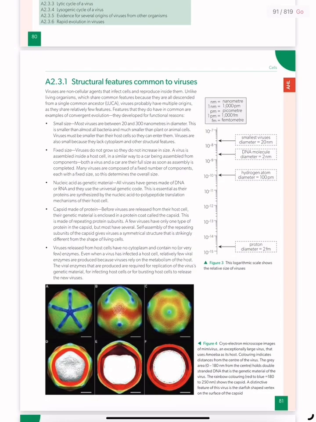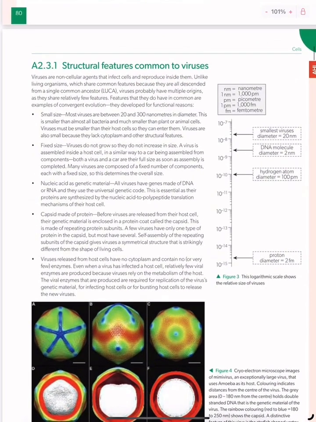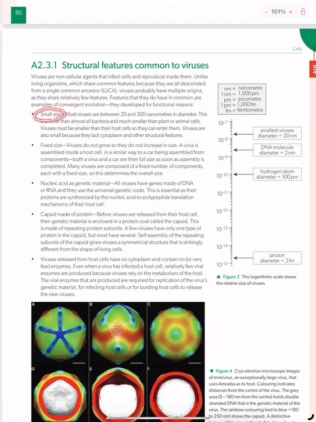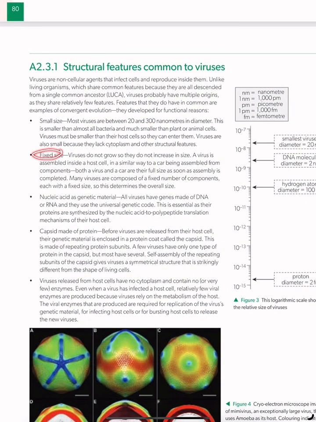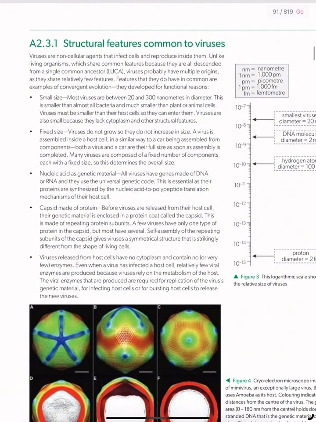So we can start with the structural features common to viruses. They have a small size between 20 and 300 nanometers in diameter. They have a fixed size because they do not grow. They use nucleic acid as genetic material, meaning that they have genes made of DNA or RNA, and they use the universal genetic code.